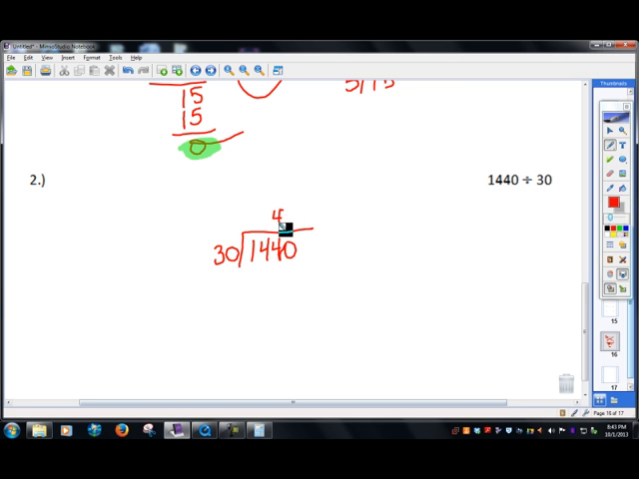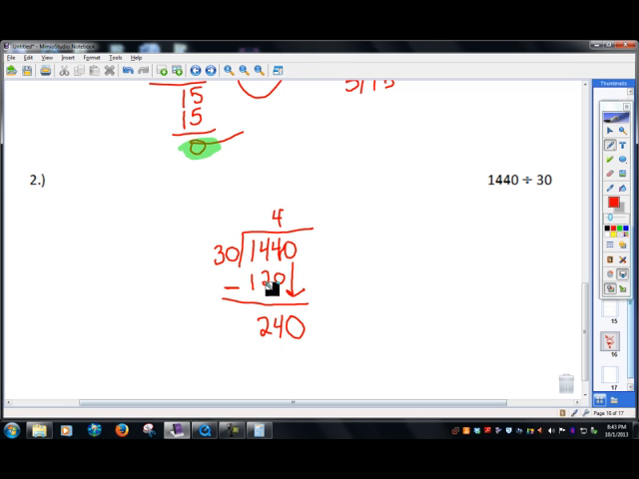But we know it goes in at most 4 whole times. Okay? Notice I put the 4 right above my last place value. Now I can multiply around. Okay, I know that 4 times 3 is 12, and then I can just add on my 0. Now I'm going to subtract, and I'm going to get 24. Okay, check to make sure that's smaller than 30. It is. Now we must bring down our 0.